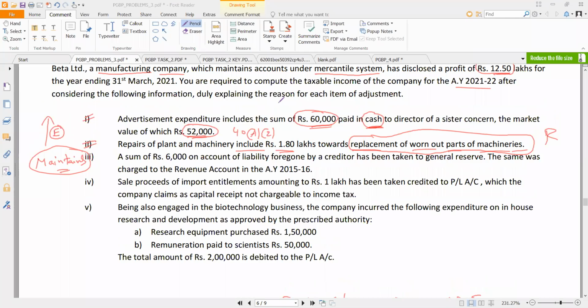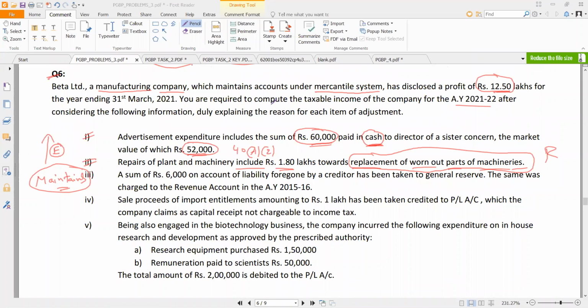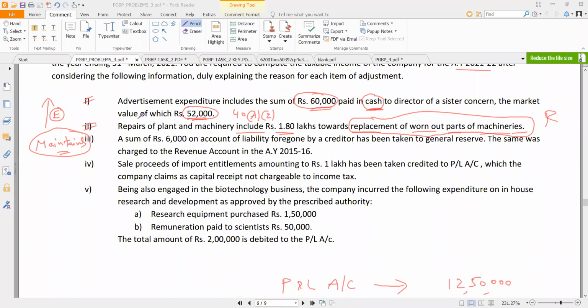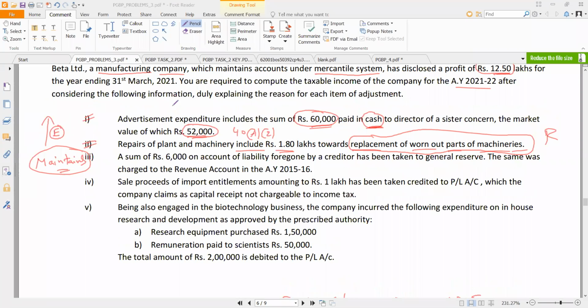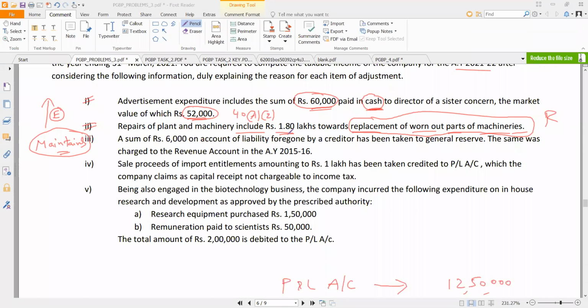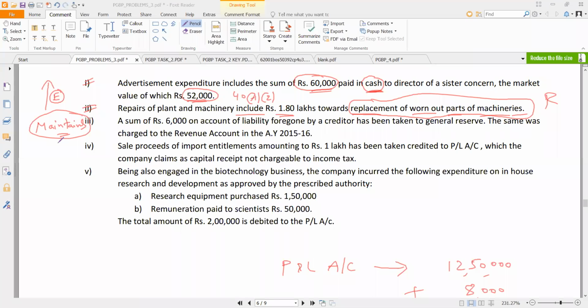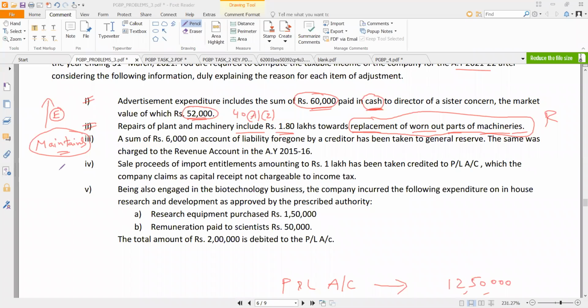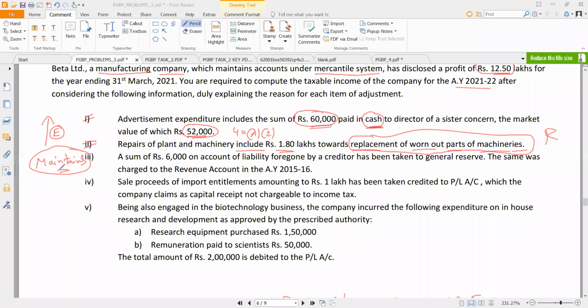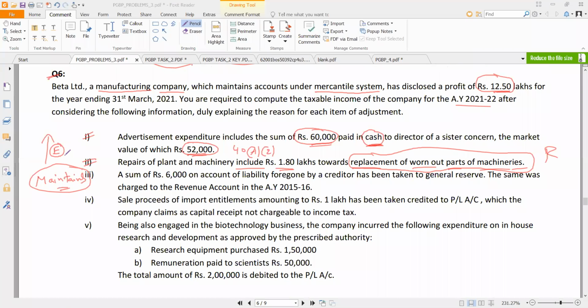Why? Because already these things are taken into consideration as revenue expenditure, which was a repairs expenditure, already debited to P&L. After that, only 12.5 lakhs profit has come. Now, what is there specially to do? If it is disallowed, then we will add. If it is something which was not debited to P&L, probably, then we will deduct. But nothing is there. Clearly, it is given that particularly this profit has been already calculated. And naturally, that would be after all these items being treated. Otherwise, why are these items given?